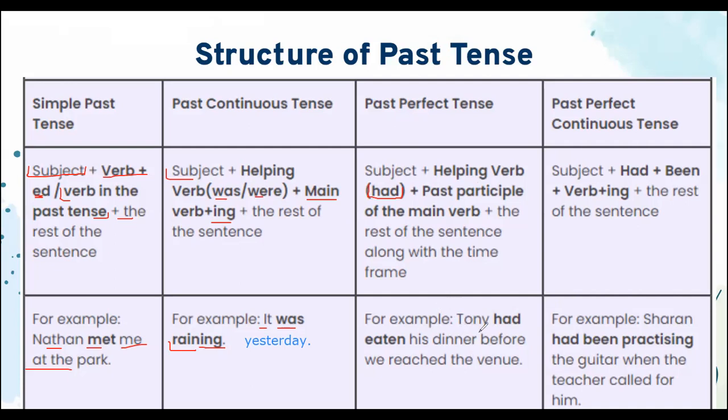So for example, Tony had eaten his dinner before we reached the venue. So Tony is our subject. Here's our helping verb had. Eaten, which is the third form of eat. His dinner before we reached the venue, and there is the time frame. When? Before we reached the venue, that's the time frame.